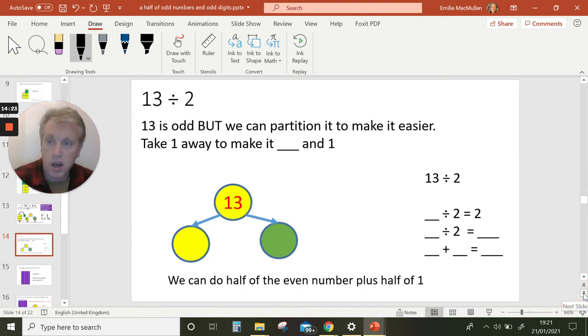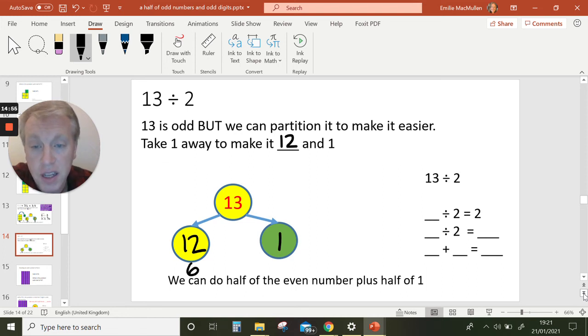13 divided by 2, pause the video and have a go. Remember, 13 is odd. We want to split it into an even number and 1. Hope you paused the video. So 13 is odd. We partition to make it easier. So take away 1 to make it 12 and 1. 12 in one part, 1 in the other part. Half of 12 is 6. Half of 1 is a half.